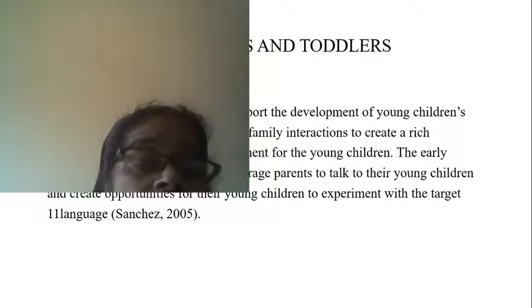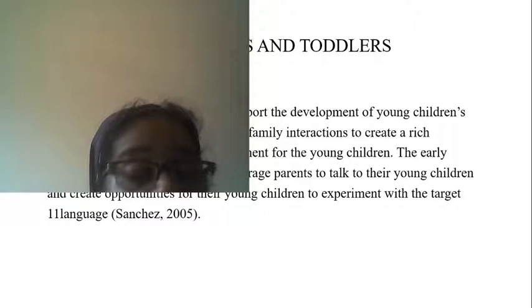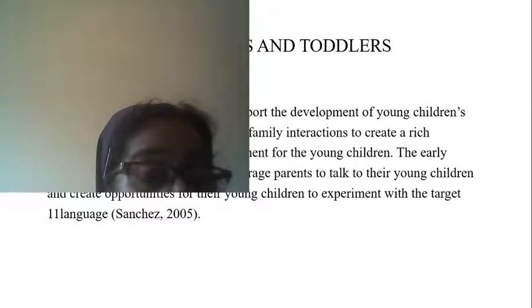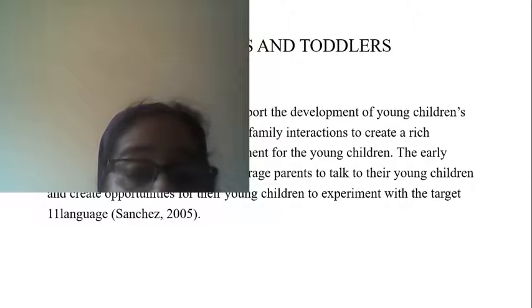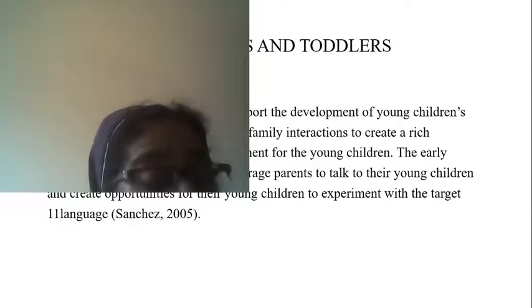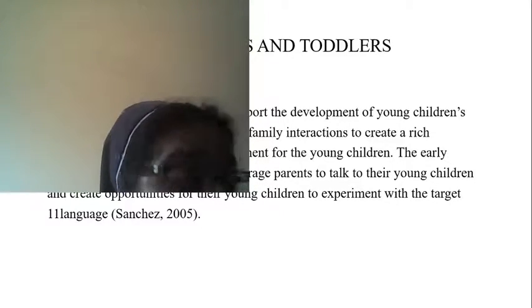Now, infants and toddlers. Early childhood educators should also support the development of young children's language learning by promoting child-family interactions to create a rich, supportive language learning environment for the young children. The early childhood educator should also encourage parents to talk to their young children and create opportunities for their young children to experiment with a target language. What is target language? The second language.